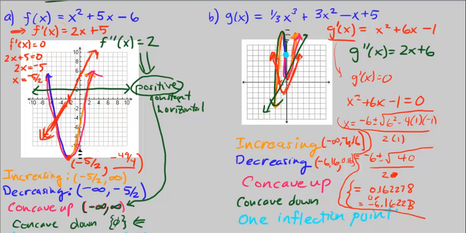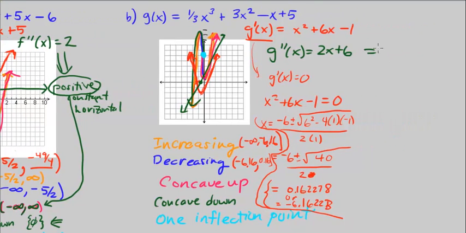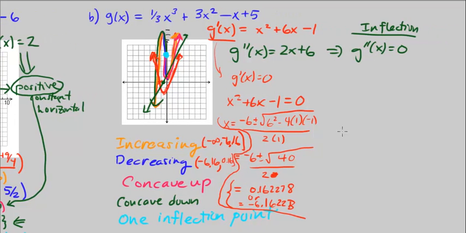Okay, and where this point hits the x-axis is where we have an inflection point. So g double prime of x equals 0 is where we have an inflection point. We're changing from concave up to concave down. So let's solve where this is equal to 0. 2x plus 6 equals 0, 2x equals negative 6, x is equal to negative 6 over 2, or negative 3.